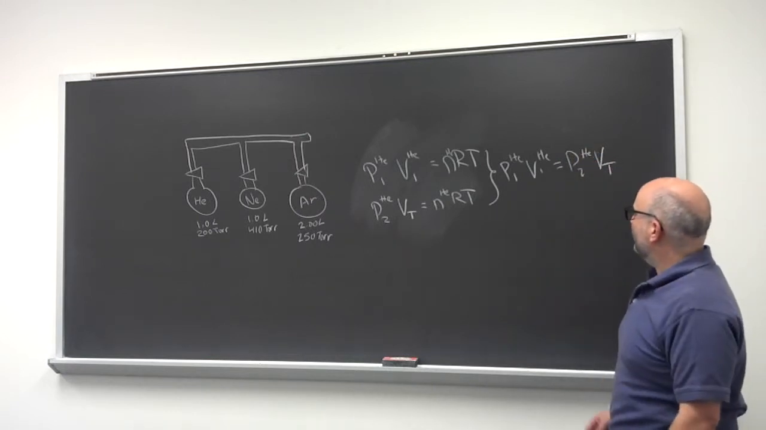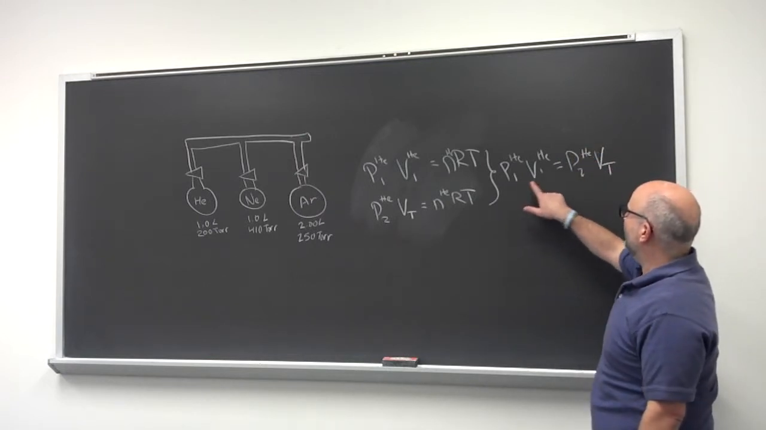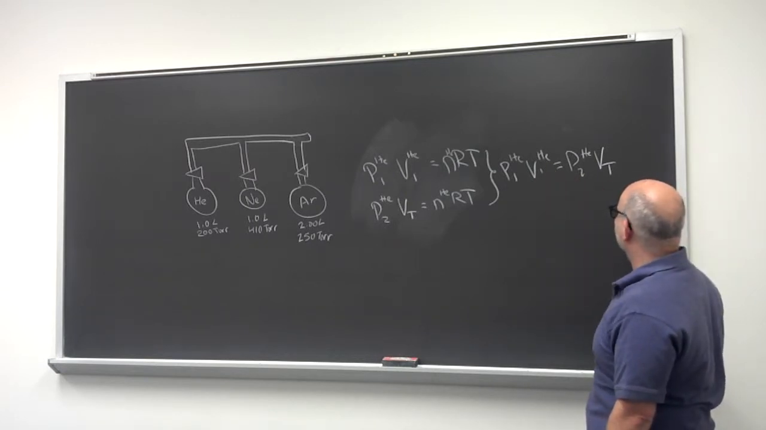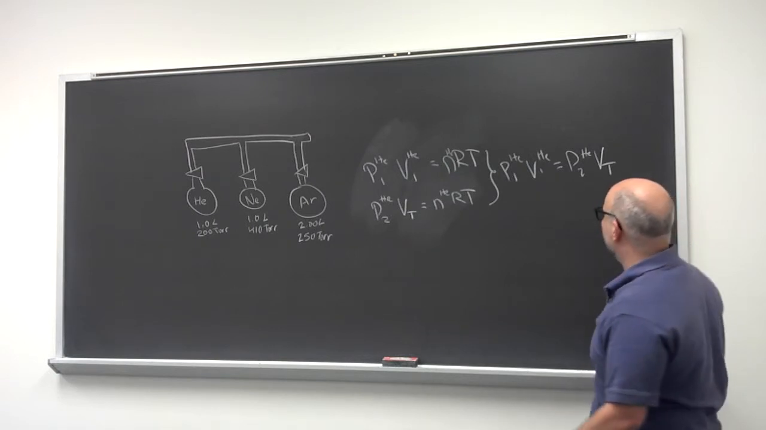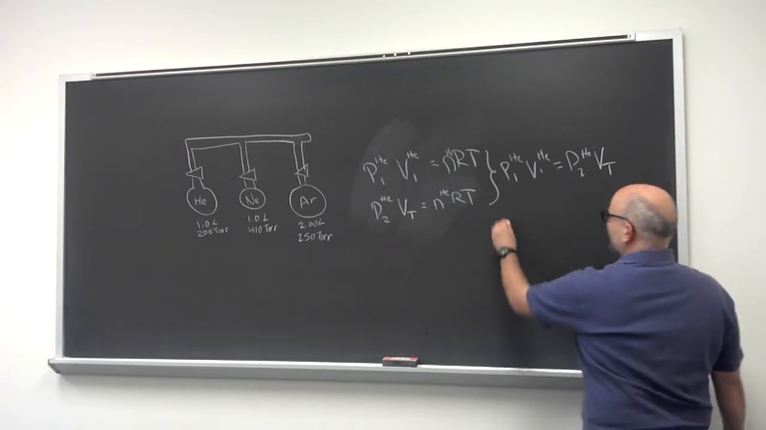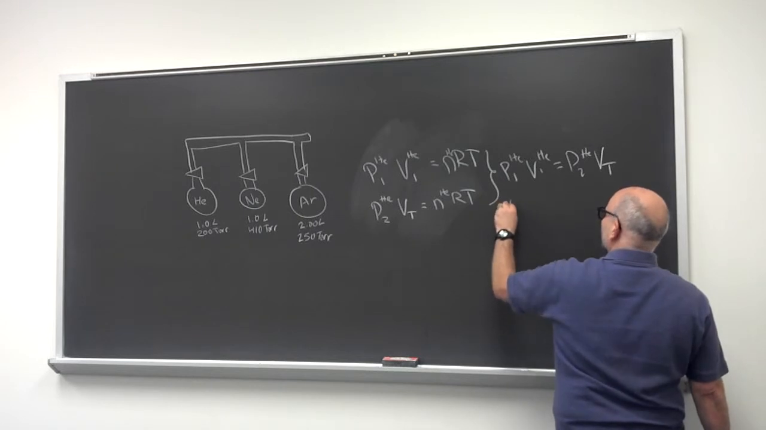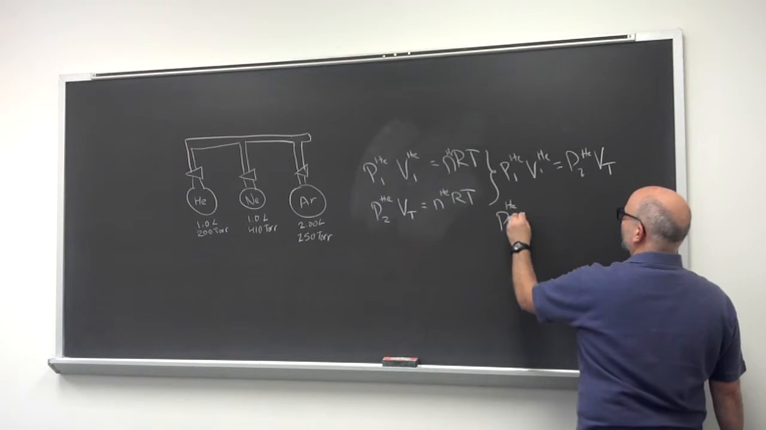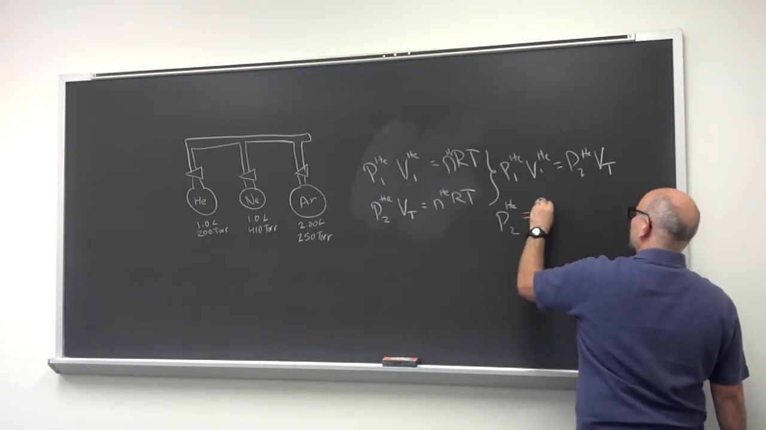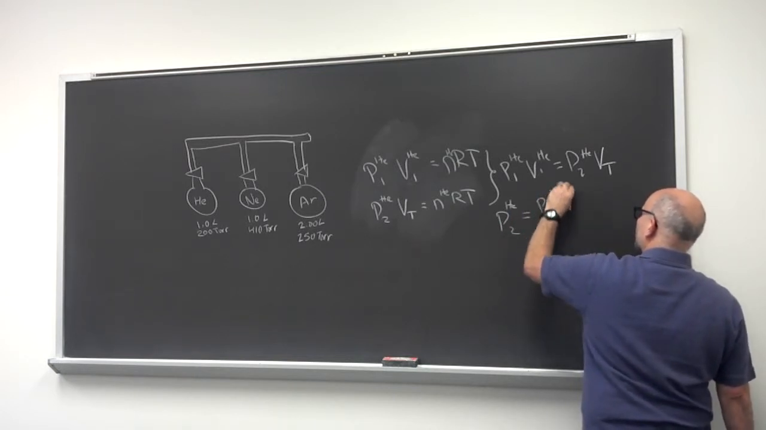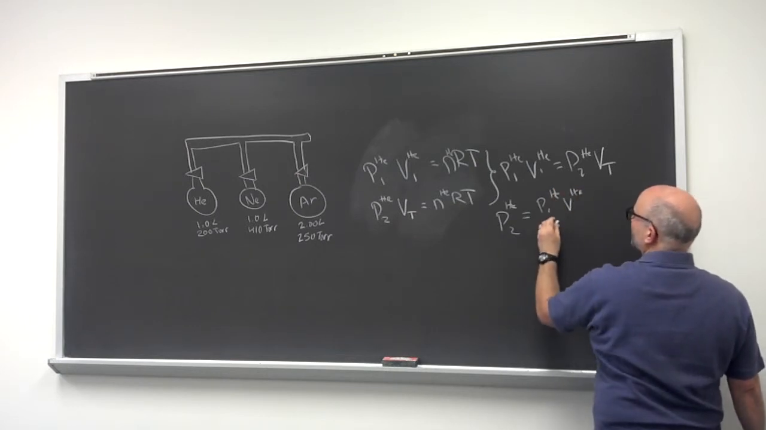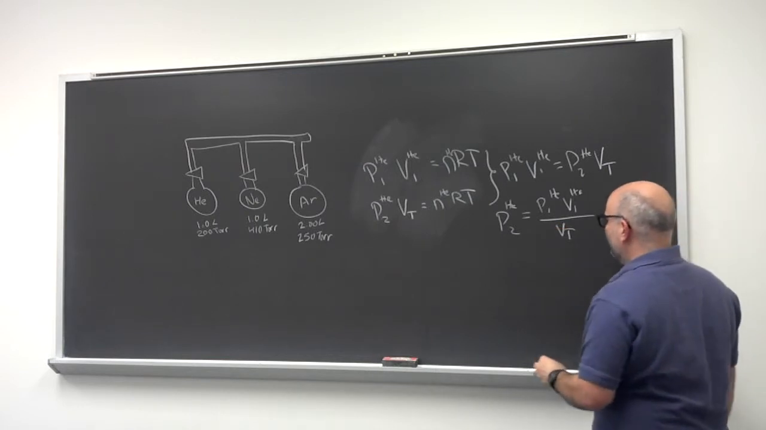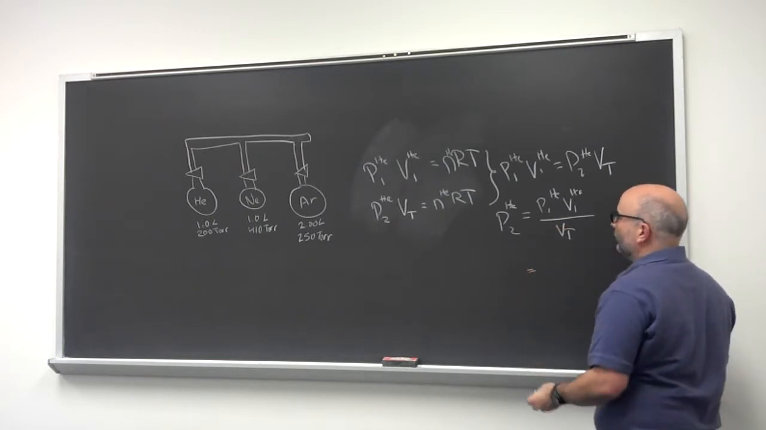So you have an expression saying that the initial pressure of helium times the initial volume of helium is just equal to the final partial pressure of helium times the total volume. And at this point, just solve for the final pressure of helium, and that's just going to be equal to its initial pressure times its initial volume divided by the total volume at the end. And in this case, just plug in numbers.